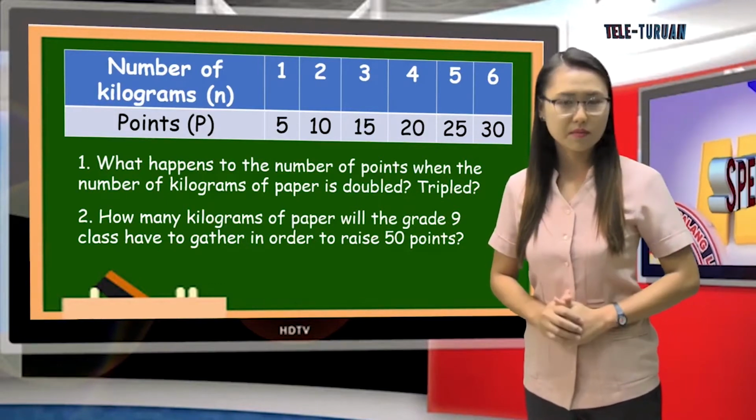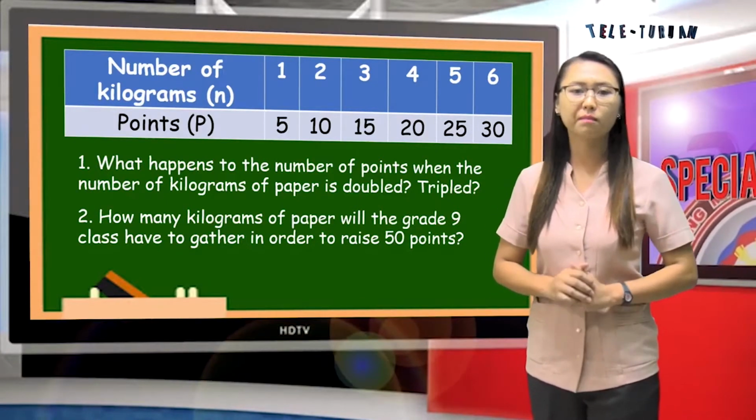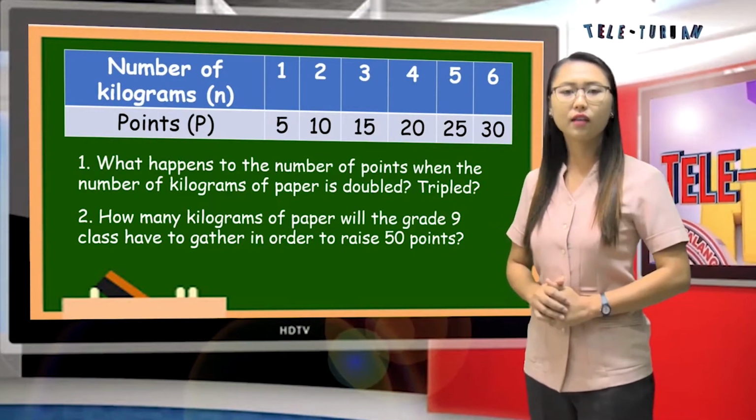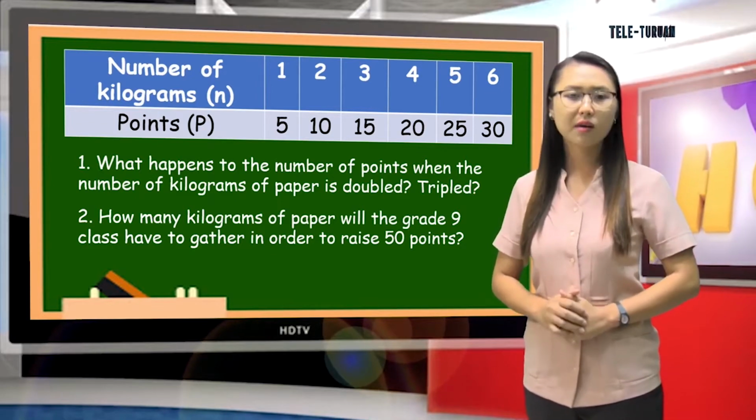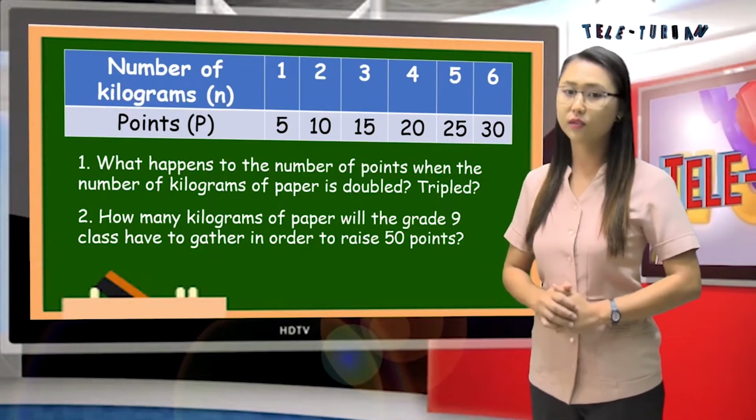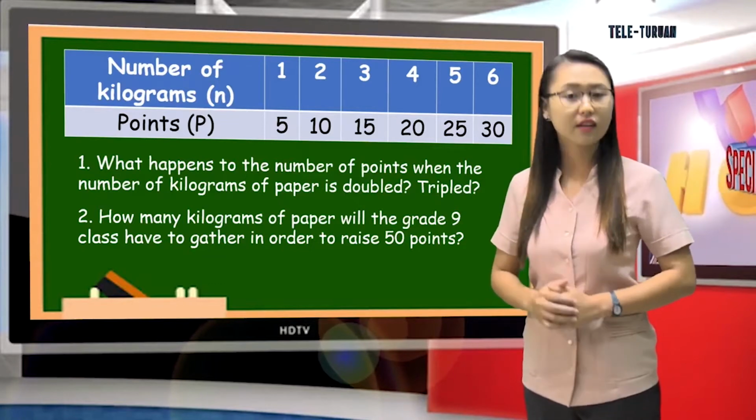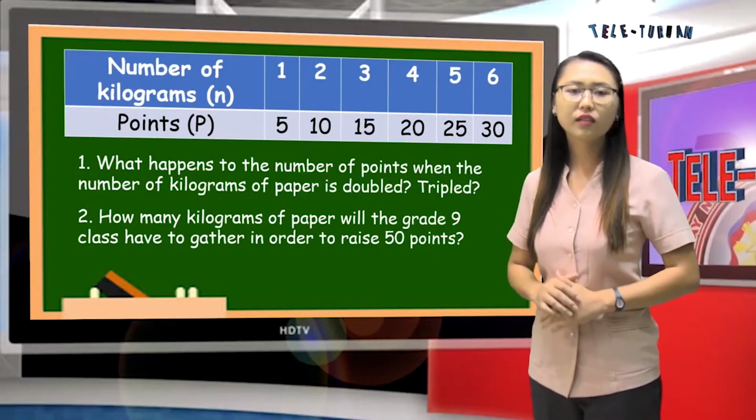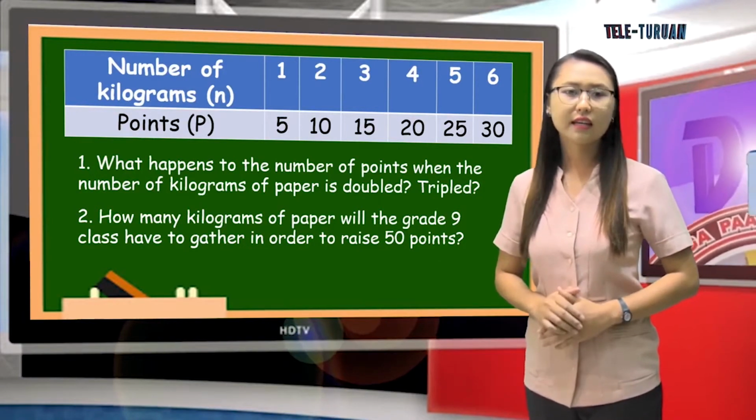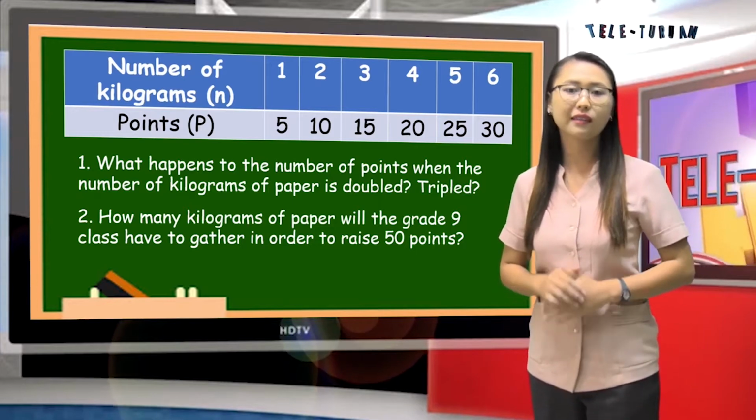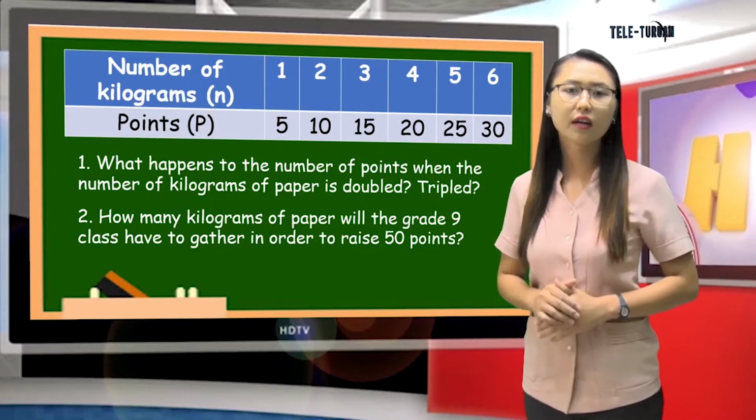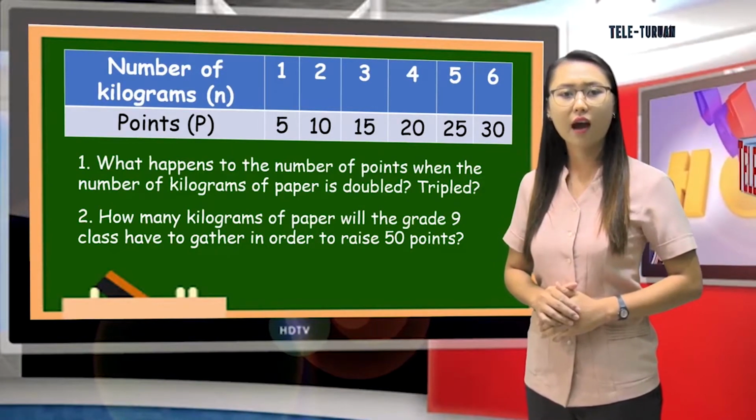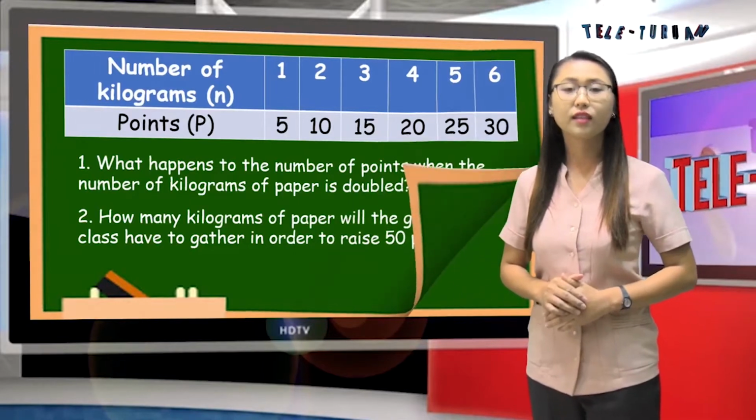That's correct. As we observed, if the number of kilograms of paper is doubled, the number of points doubled. And if the number of kilograms of paper is tripled, the number of points also tripled. In short, as the number of kilograms increases, the number of points also increases. And by looking at this table, we can say that the grade 9 class has to gather 10 kilograms of paper in order to raise 50 points. This situation has something to do with our lesson for today, which is about direct variation.